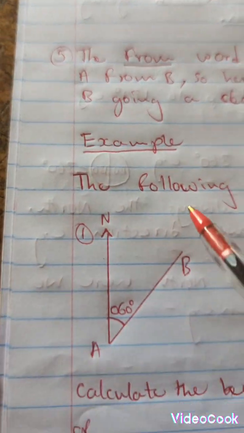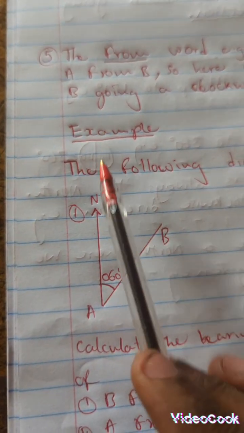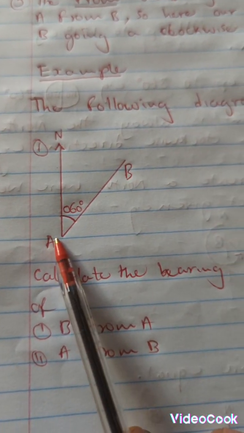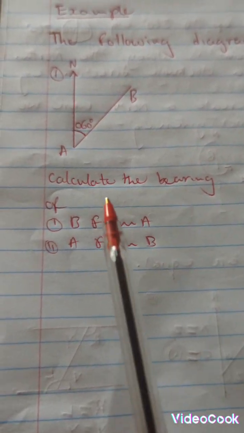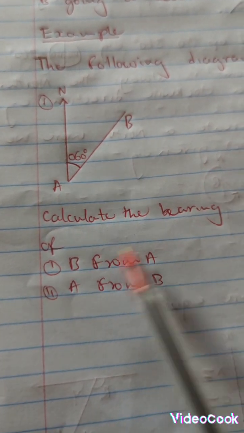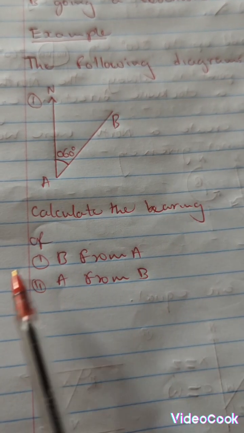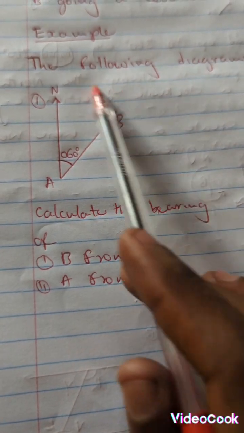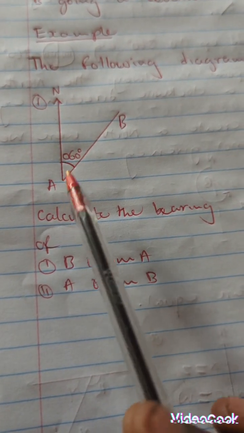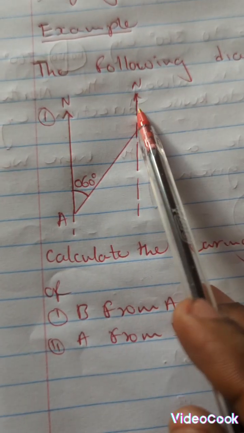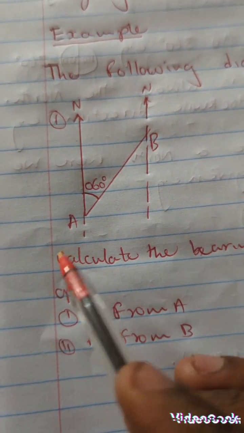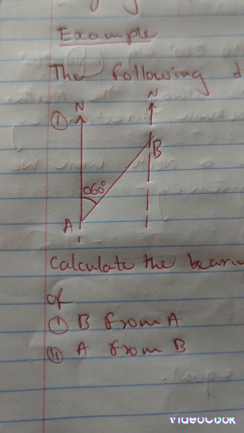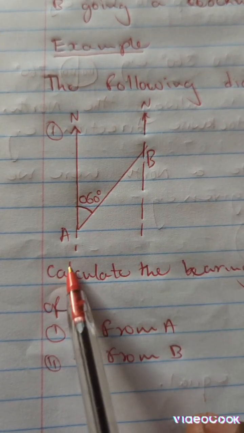Now we come to the examples. The following diagrams below show our first example, then I'll show you the second example. This is how the diagram is. Then calculate the bearing of number 1, B from A. What did I say? The first thing, when you look at this question, is to create the norths, creating them and extending where we are given a north. Here, this north we have created. That is the first thing you should do before you answer: create a north where you're not given one and extend where you're given one.